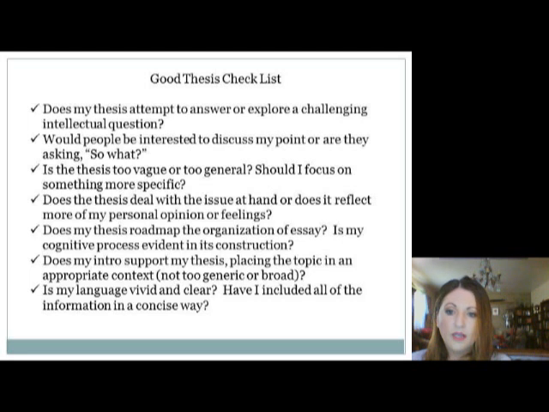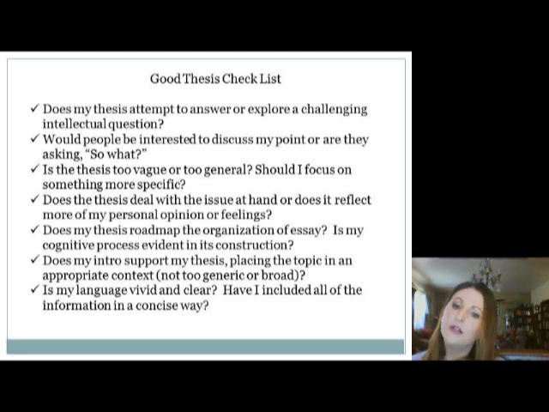Next, does my intro support my thesis, placing the topic in an appropriate context so that it's not too generic or too broad? And again, if you're finding that your introduction is a little bit too broad, then you are going to want to work on trying some different methods of introducing your subject. There are certainly many, many different methods that you can employ other than moving from general to specific.